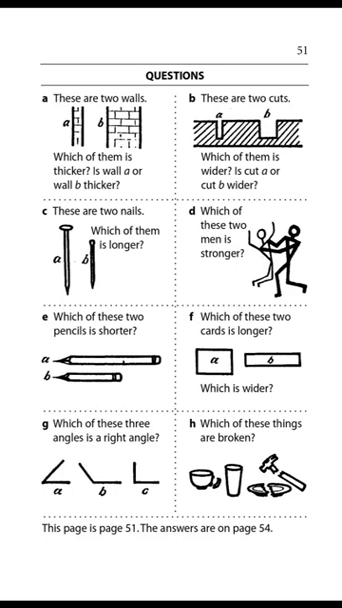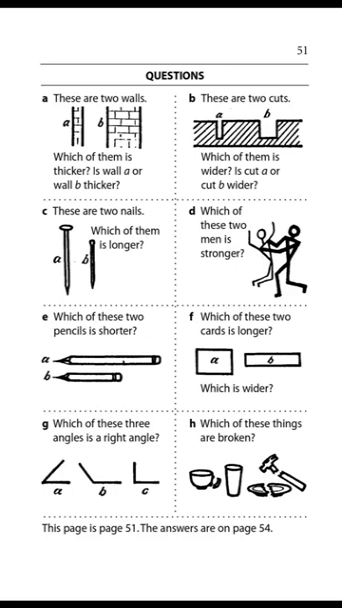C. These are two nails. Which of them is longer? Nail A is longer. D. Which of these two men is stronger? The man who is on his feet is stronger. E. Which of these two pencils is shorter? Pencil B is shorter. F. Which of these two cards is longer? Card B is longer. Which is wider?